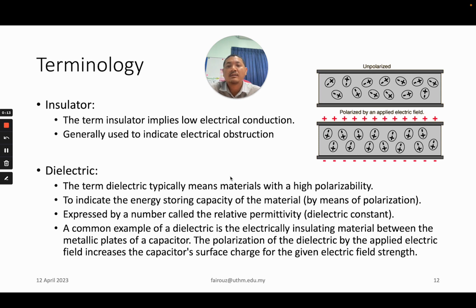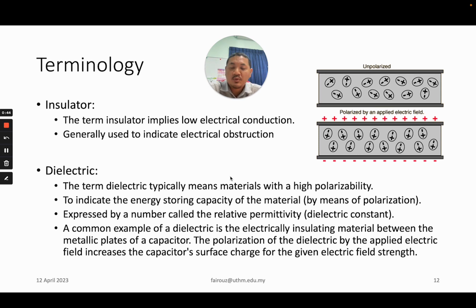Basically, insulator implies a low electrical conduction material that does not allow electricity to conduct, or electrons to pass through. And we use insulator to indicate electrical obstruction. We use it to obstruct, to isolate from any electrically conductive material.